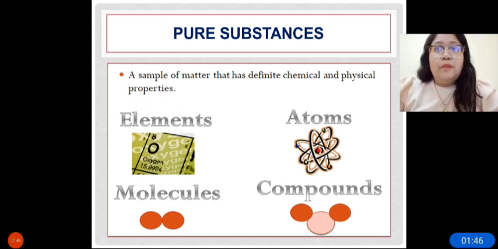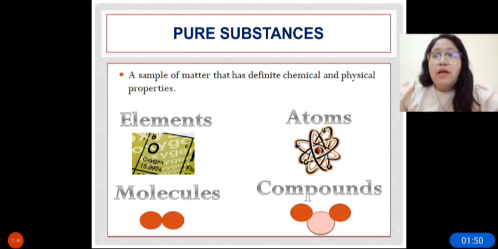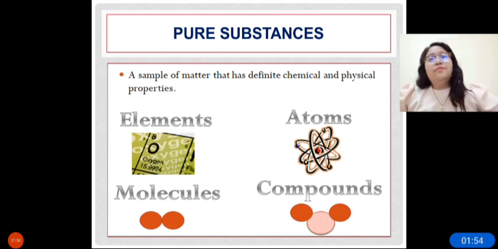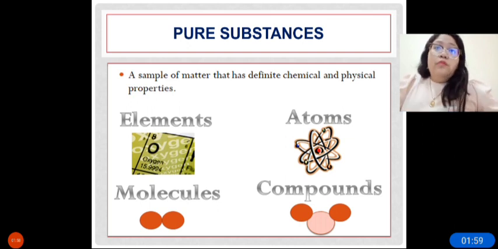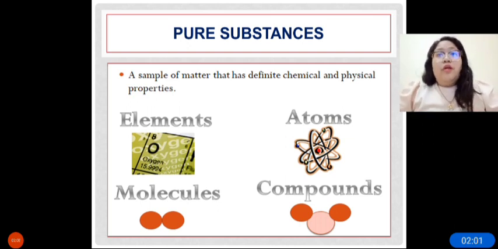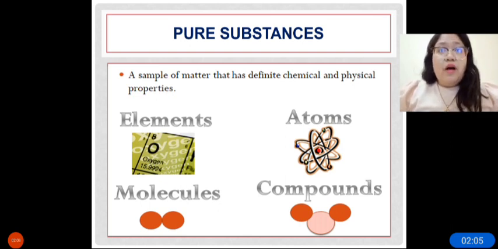In this example, we have four types of pure substances that we're going to talk about: elements, atoms, molecules, and compounds. Elements, they are like solo artists of the matter world. So they are represented on the periodic table, and each element is made up of one type of atom. Think of oxygen, for example. It's an element because it is only made up of oxygen atoms.